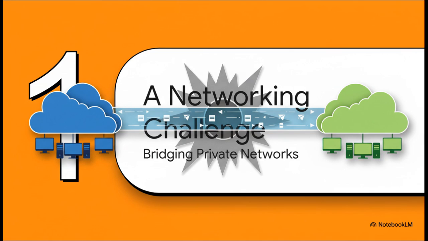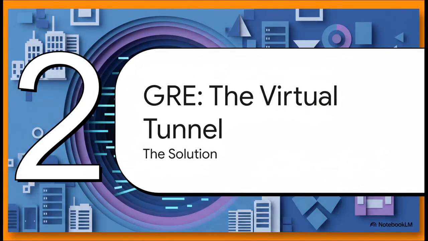Okay, so let's really nail down the challenge. We've got two private networks. They are physically miles and miles apart, but for all intents and purposes, they need to act as one single network. The real problem is creating a logical bridge over a public space, basically tricking all the computers into thinking they have a direct private wire connecting them. And this is where GRE comes in. It's the solution. What it does is create what we call a virtual tunnel, and it's such an elegant idea. It basically fools the two networks into believing they have a totally private point-to-point link running between them.